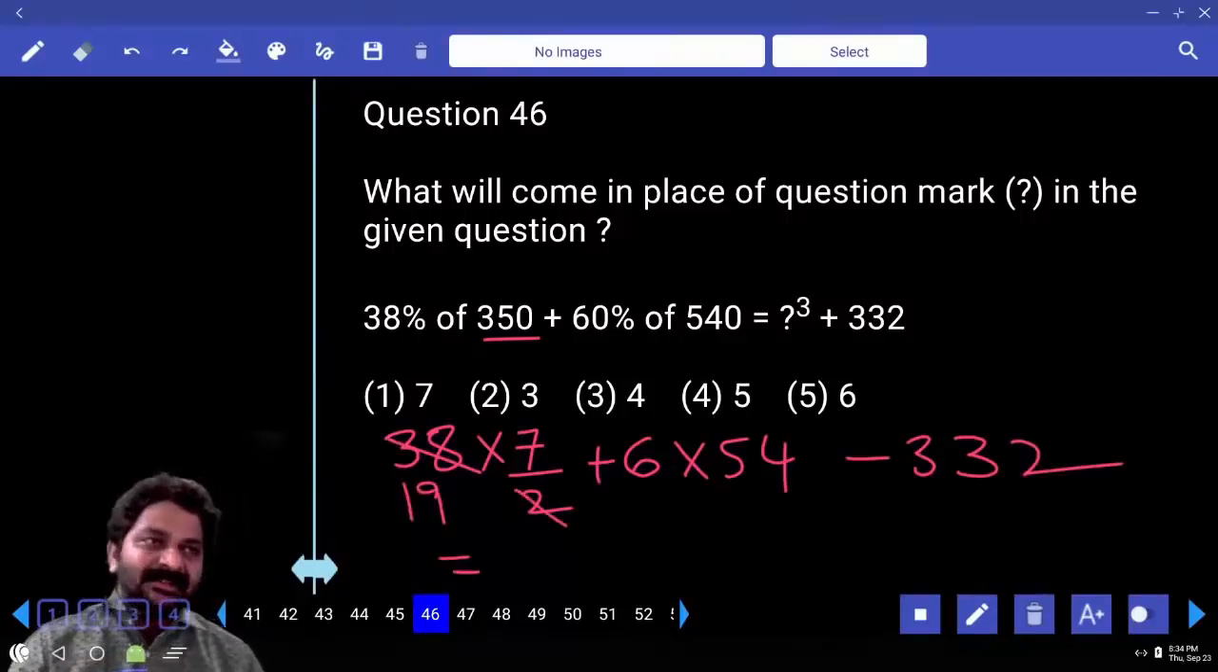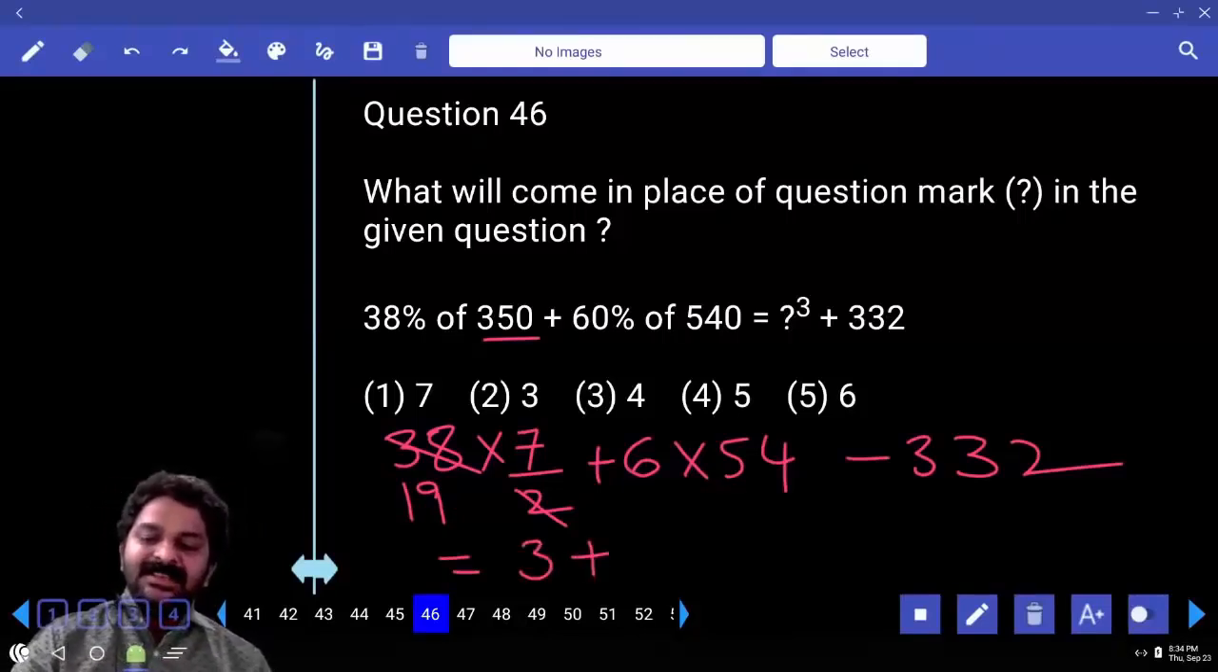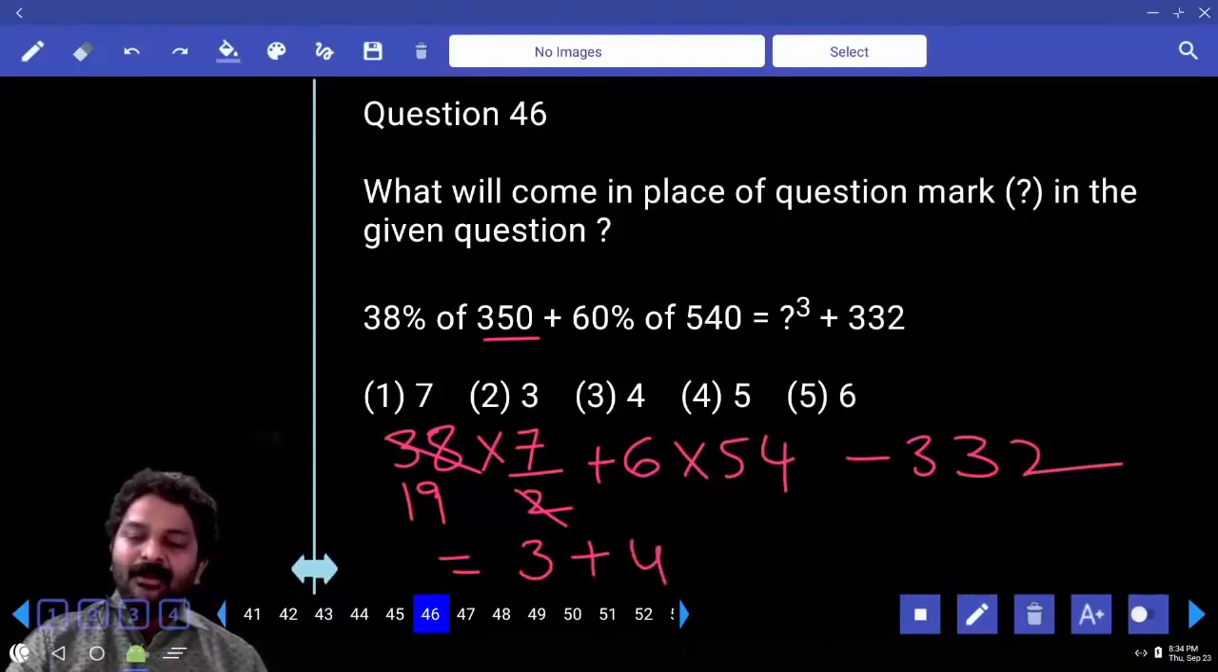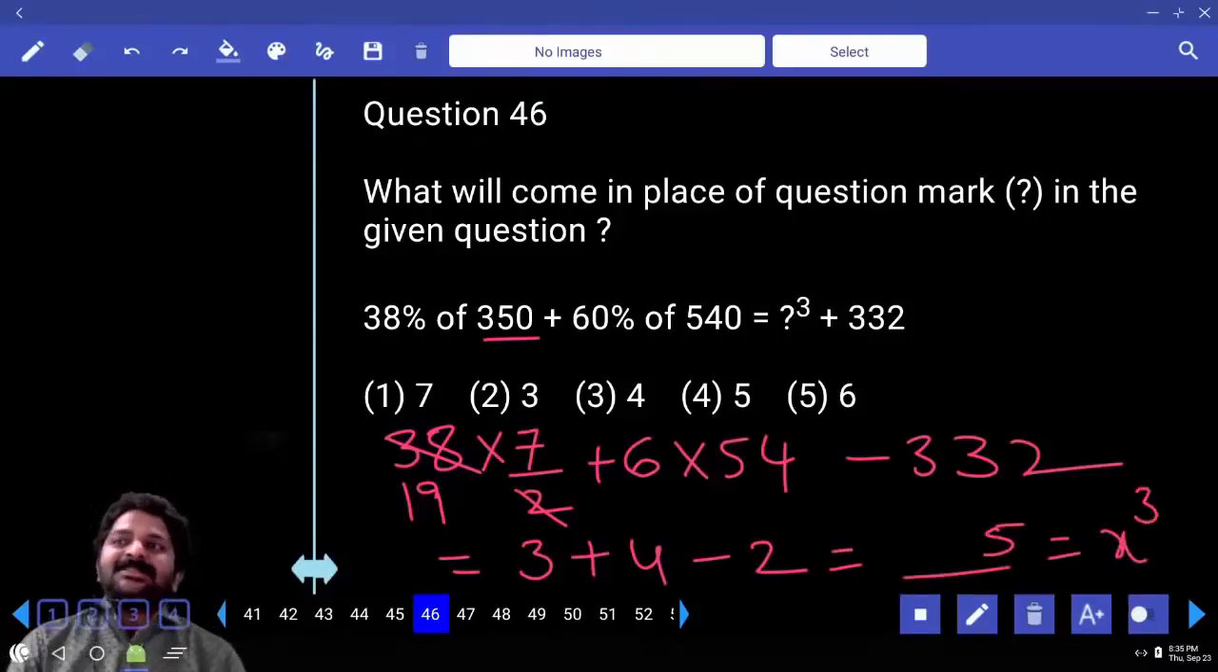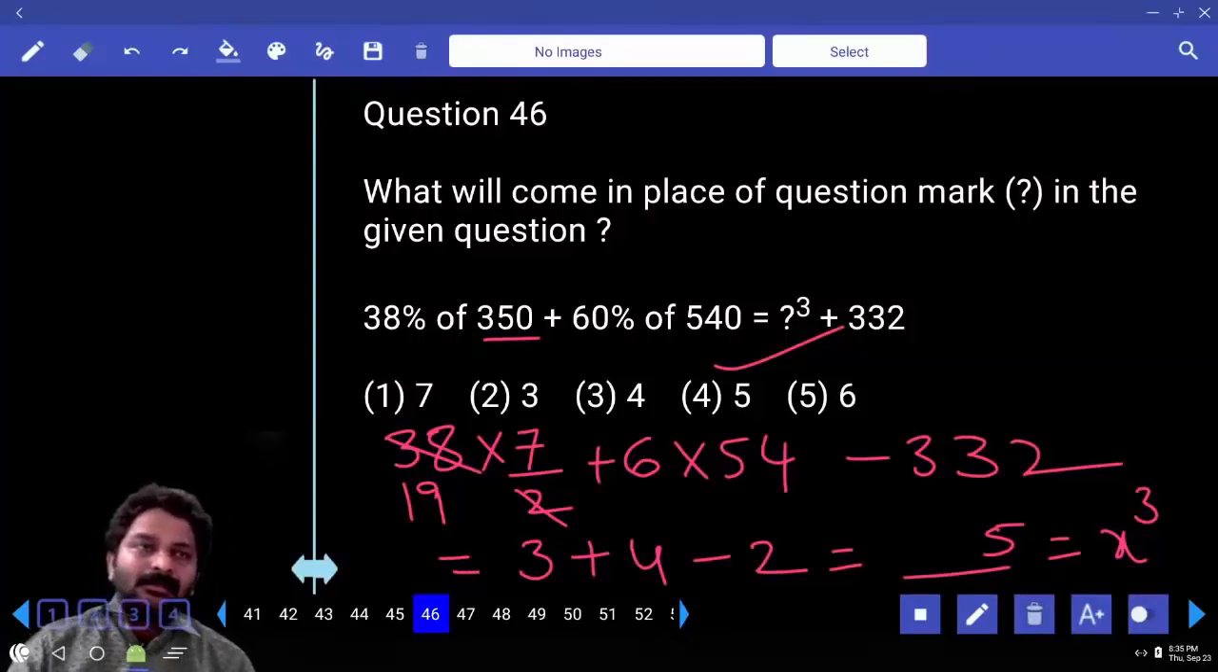Let's verify last digit verification. 9 into 7 ends with 3 plus 6 into 4 ends with 4 minus 2. That means answer must end with 5. So x cube ends with 5. That means x also must end with 5 only. How many options are there? Only one, fourth option. Over.